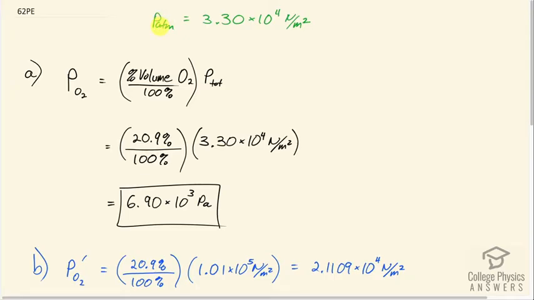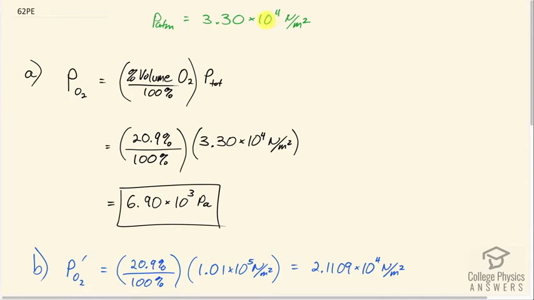The atmospheric pressure on top of Mount Everest is 3.3 times 10 to the 4 newtons per square meter. Question A is asking us, what is the partial pressure of oxygen there? So we're given the volume percent of oxygen in the mixture of gases in the atmosphere, and it's 20.9%. We take that percentage and convert it into a decimal, multiply it by the total pressure, which is the atmospheric pressure, and that gives us the partial pressure. So 20.9% divided by 100% times 3.3 times 10 to the 4 newtons per square meter is 6.9 times 10 to the 3 pascals. So that's the partial pressure of oxygen at the top of Mount Everest, where the atmospheric pressure is this.